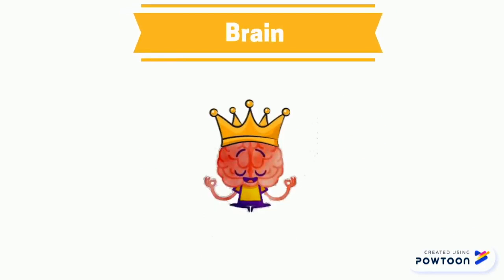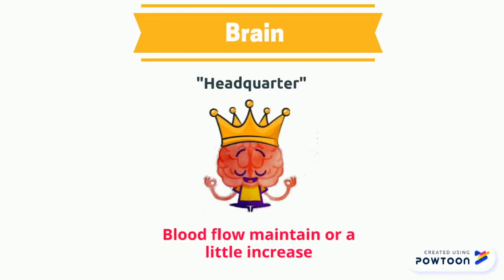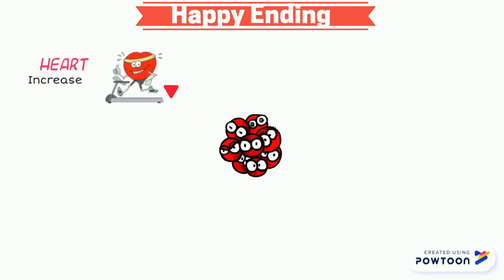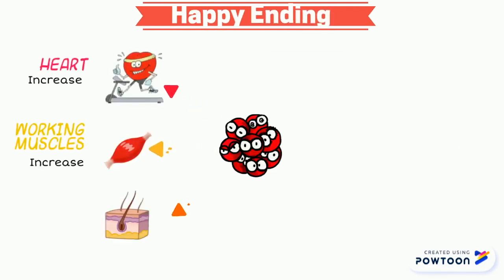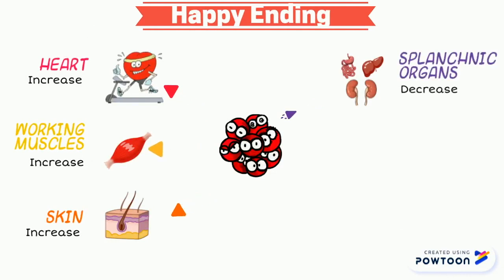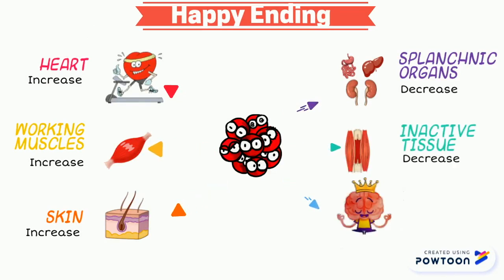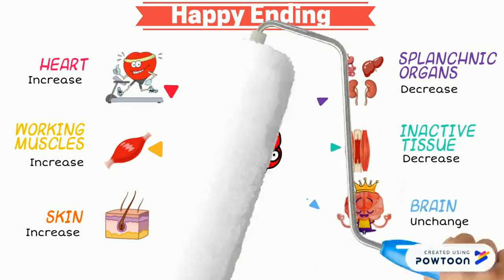And remember, the brain is the headquarters of our body. We will try everything to protect it from being interrupted. In the end, during exercise, the heart pumps out more blood to skin, muscles, and supports itself. Splanchnic organs and inactive tissues will save more blood for others, and the brain is little influenced.